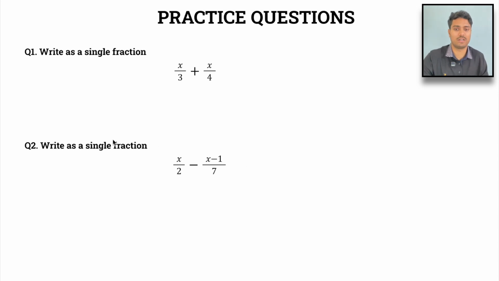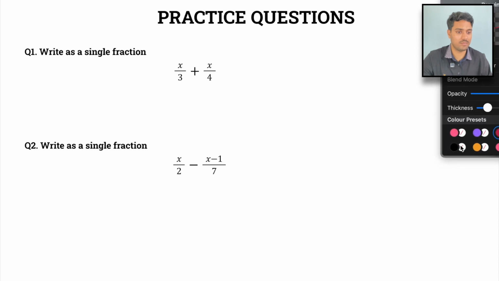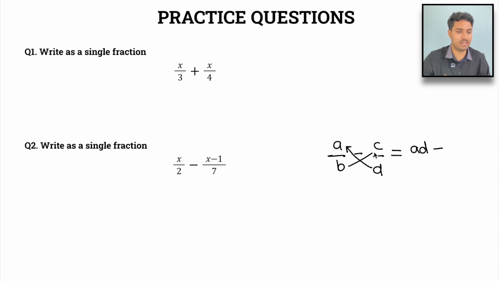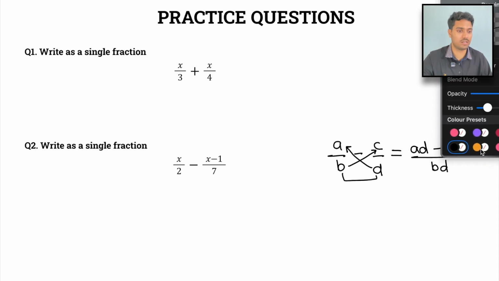The first one is: write as a single fraction. Before we start solving algebraic fractions, I'll give you a formula. You use this formula every single time and it works well. If any fraction is written in the form a by b minus c by d, the expansion will be like this. This d will multiply with a, so you write ad, minus b will multiply with c, so cb, divided by, in the denominator, b multiplied by d, bd. And if there's a plus sign, you replace the minus with a plus sign. That's all. Now we can continue with our questions.